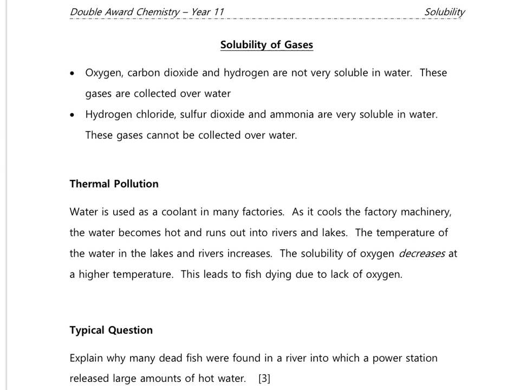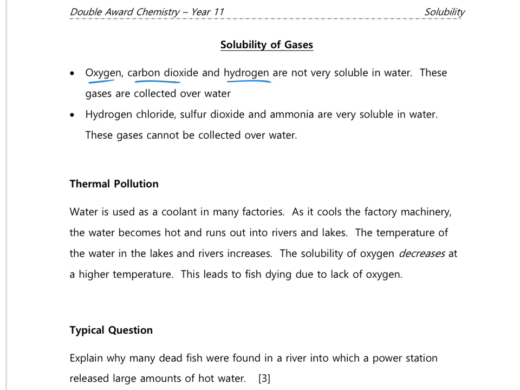And the first 2 bullet points just tell you about the solubility of a couple of different gases. The first examples being oxygen, carbon dioxide and hydrogen. They're not very soluble in water, and what that means is we can collect them over water. And you may have seen this done in year 8 to 10, where you produce a gas and then you can collect it, and if you turn a test tube upside down, fill it with water, you can fill the test tube with that gas because the gas doesn't dissolve in the water.